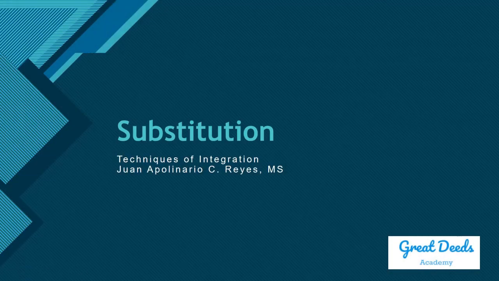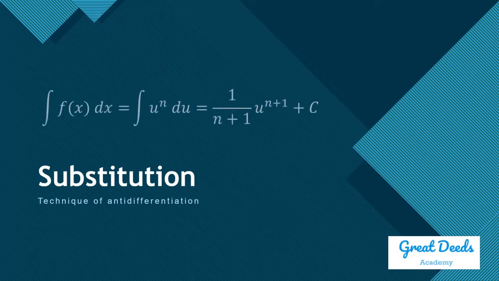Okay, so we are into our second technique of integration. When we are given the integral of a function, the integral of f of x dx, our goal is to produce a substitution. We will replace f of x by u so that we can write it in the form the integral of u to the n du. And of course, you know what's going to happen after that. We will just apply our generalized power rule.